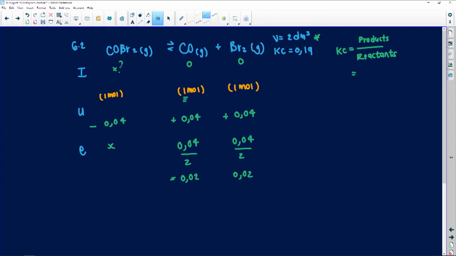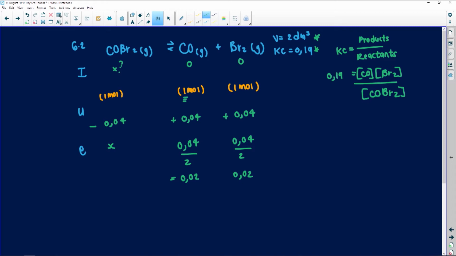So my products, we have to use these square brackets because this means concentration. Now remember, if there was a number in front, it would then become an exponent. These are my products over my reactants, which was COBr2. My Kc was given, which is 0.19.